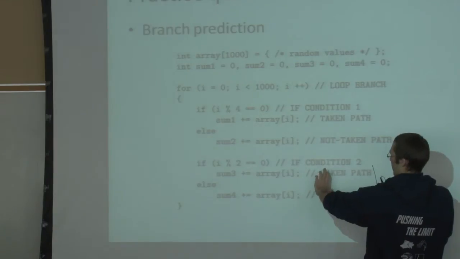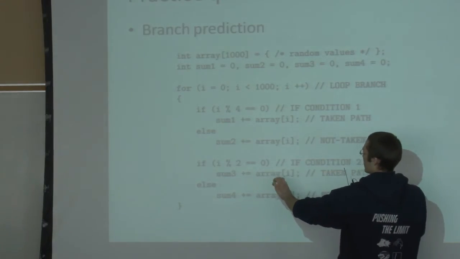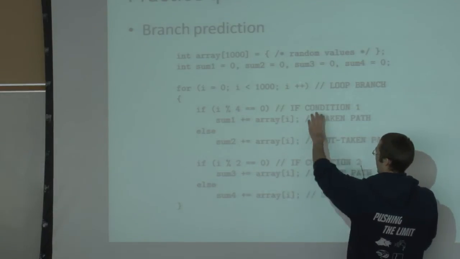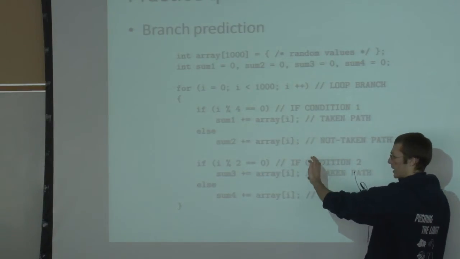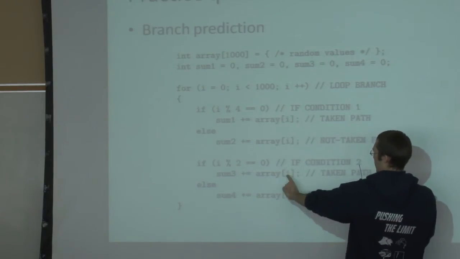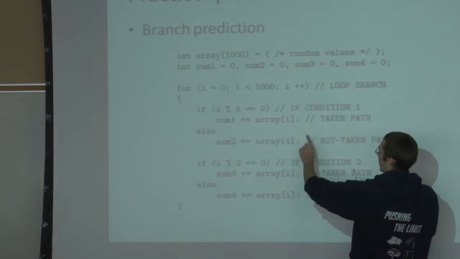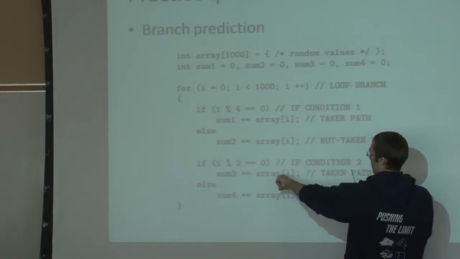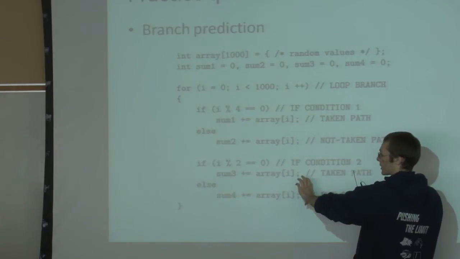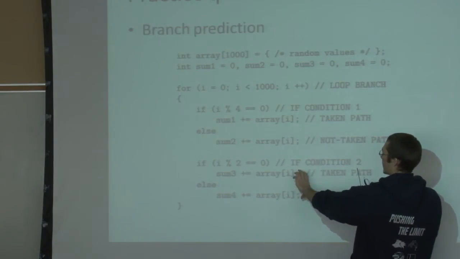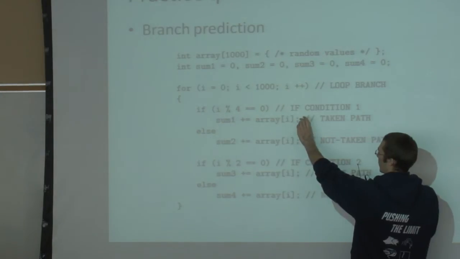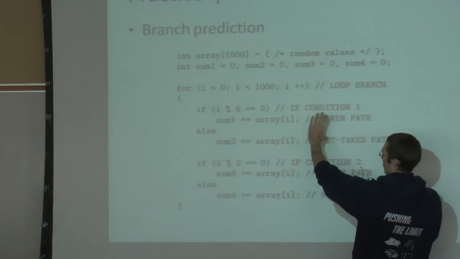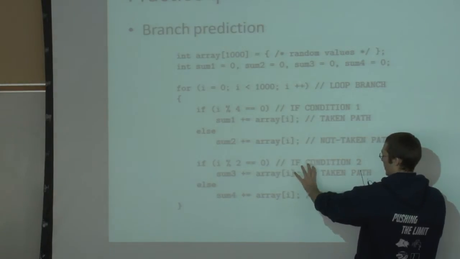This one is taken half the time, but it'll have the same behavior as this one 75% of the time. By that I mean, if this one's taken, then this one will be taken. If this one's not taken, in two of the cases where i is 1 or 3, then this will also not be taken, so this will still be correct. The only time this will be mispredicted is if i mod 4 is 2, in which case this will not be taken and this will be taken. So this will be 75% of the time.